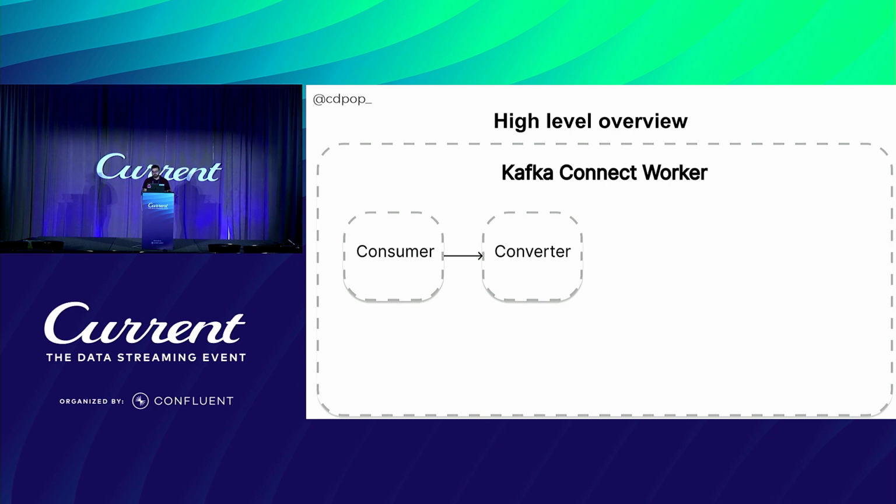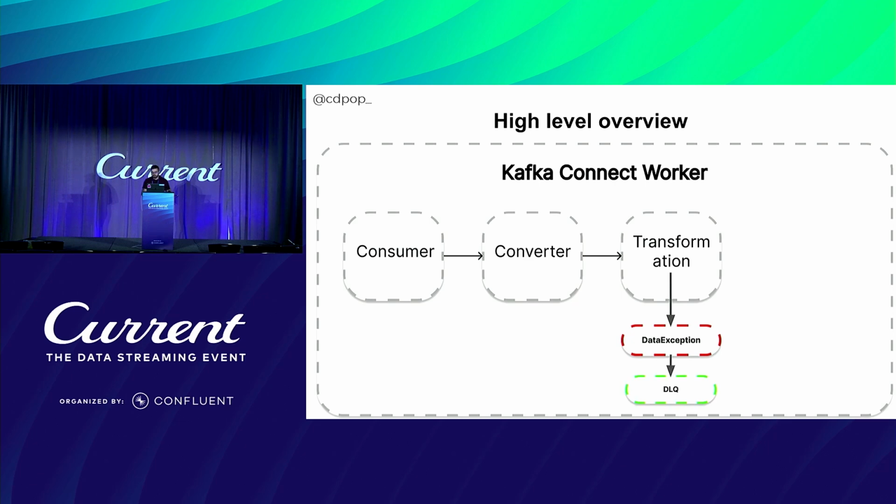Then you have a converter. Within a converter, you may get a serialization exception. For sink connectors, you can actually use a dead letter queue in this case. So you can route that bad message to another topic and later process it. Same thing for transformations. Within the transformations, you may end up with a data exception. And in that case, you can use a dead letter queue again.